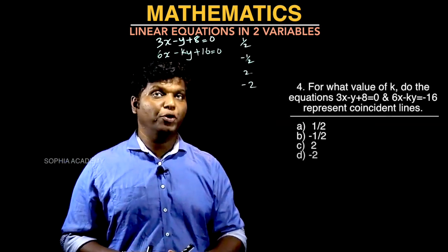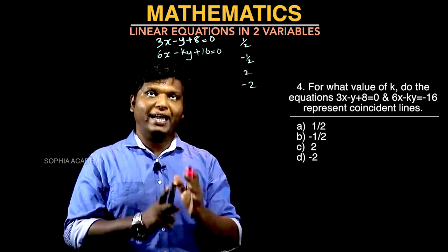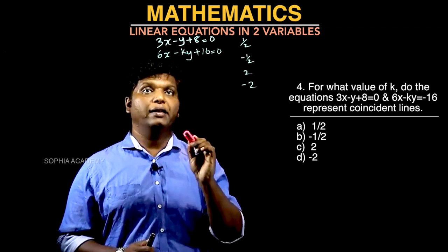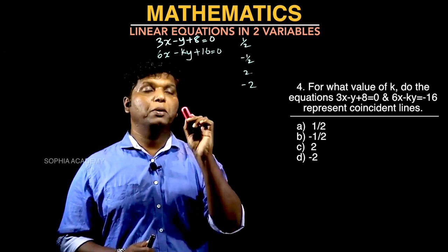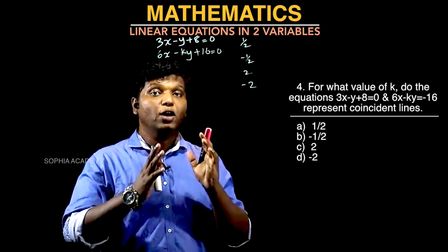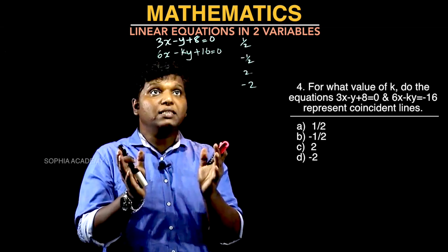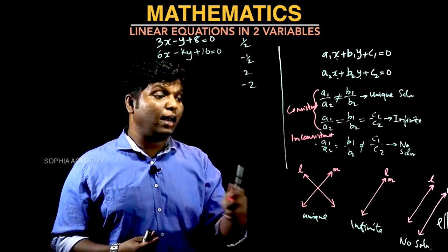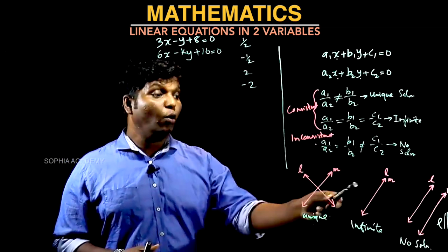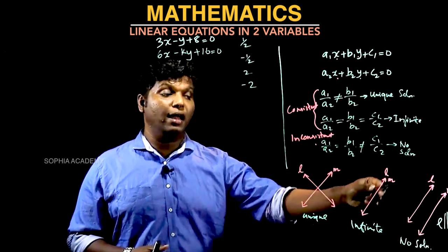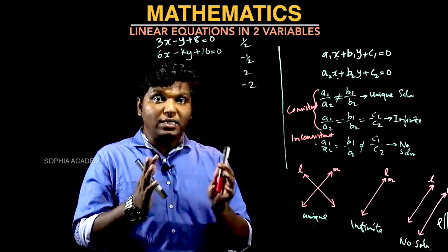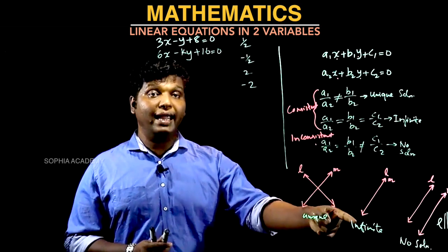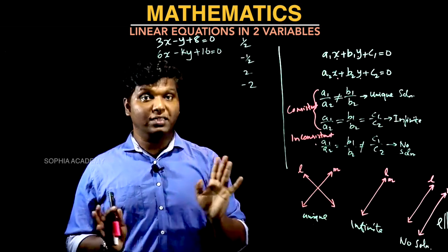So here goes the next question before you. For what value of k do the equations 3x minus y plus 8 equals 0 and 6x minus ky plus 16 equals 0 represent coincident lines? That means these two equations represent coincident lines. Coincident lines means one lying over the top. That means they have an infinite number of solutions. So in this case, we have to find the value of k.